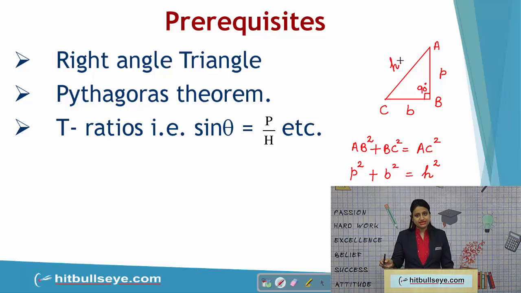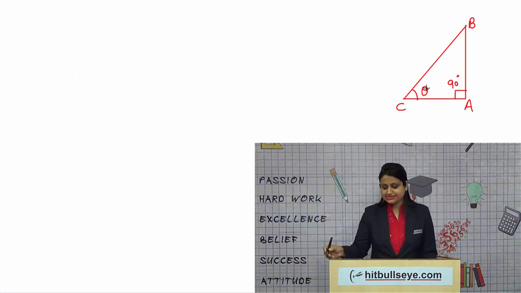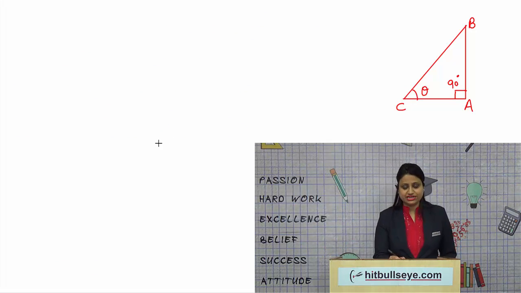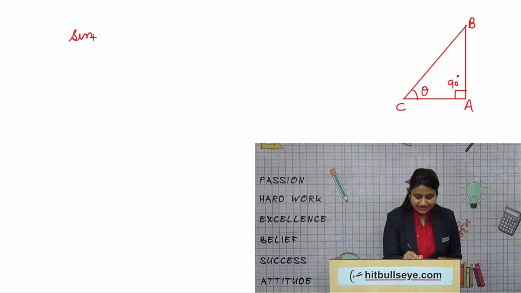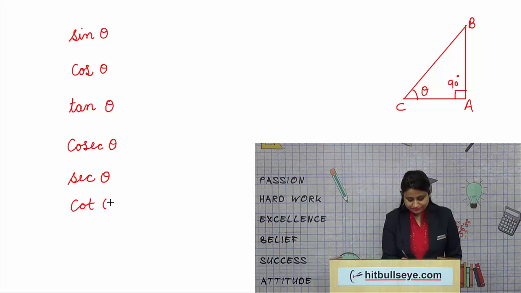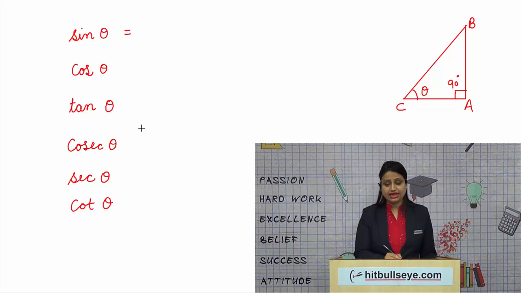Now you must know some T ratios, for example, sine theta is equal to P upon H, I mean perpendicular upon hypotenuse, etc. Let us discuss all the T ratios. Let us take ABC right angle triangle. We have in total 6 T ratios and they are sine theta, cos theta, tan theta, cosecant theta, secant theta, cot theta.